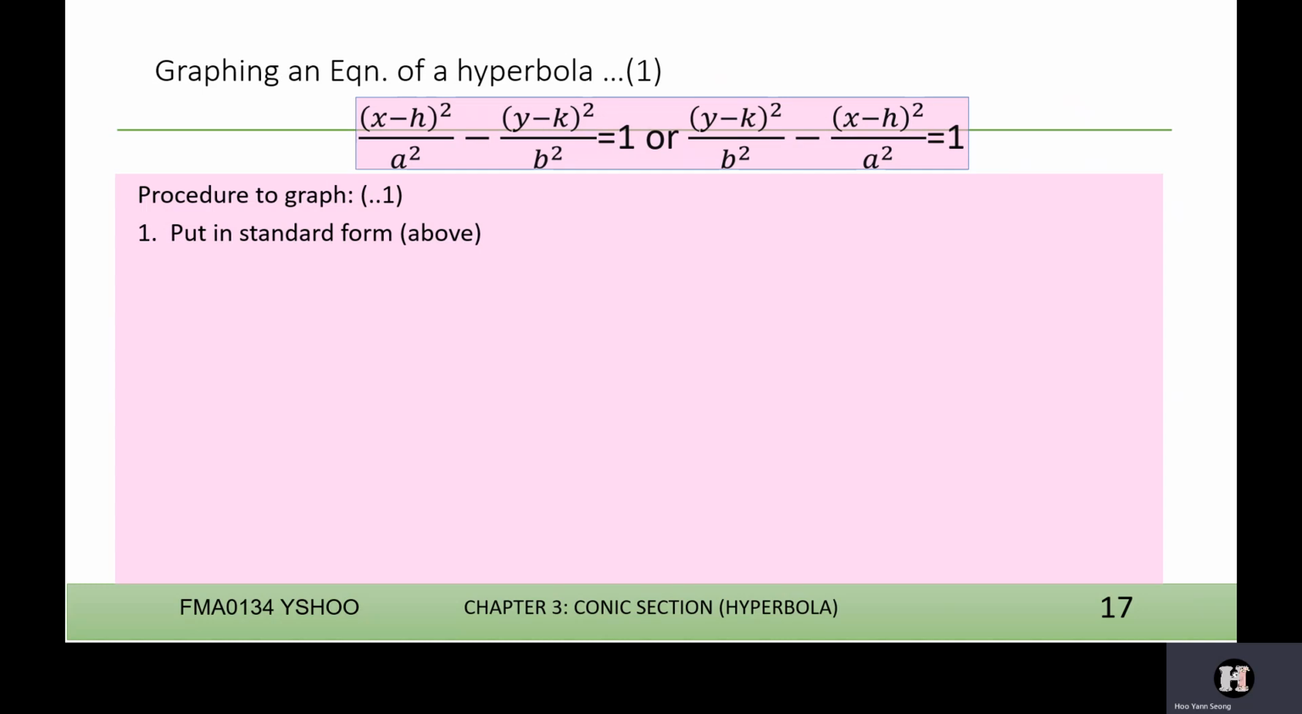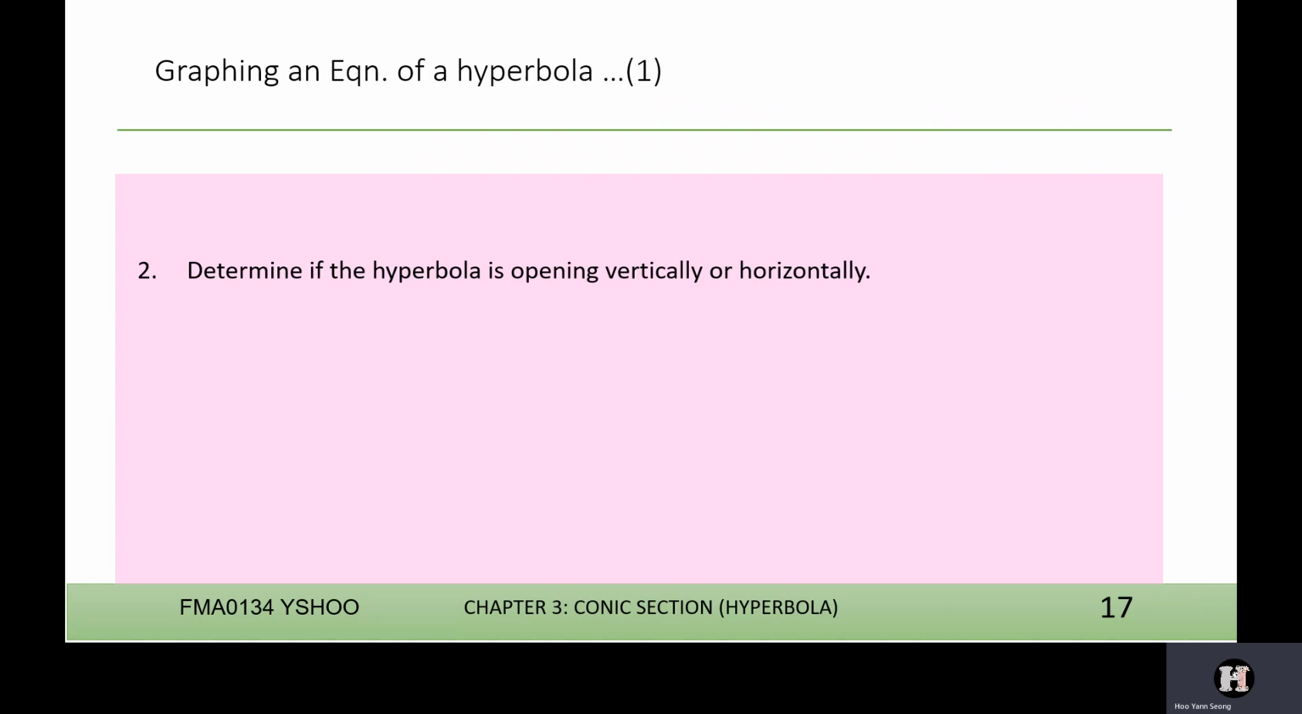Okay, the 1 is compulsory. If the equation doesn't have 1, you make it until it becomes 1. Or the other way, y minus k squared over b squared minus x minus h squared over a squared equals 1. So after that, from these two standard forms, you can identify whether it is opening vertically or horizontally. If x is first, it is horizontal. If y is first, it is vertical.